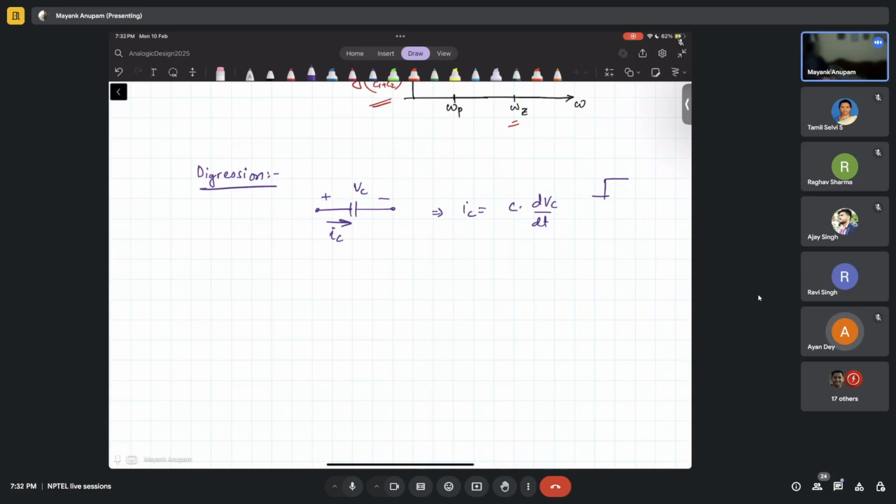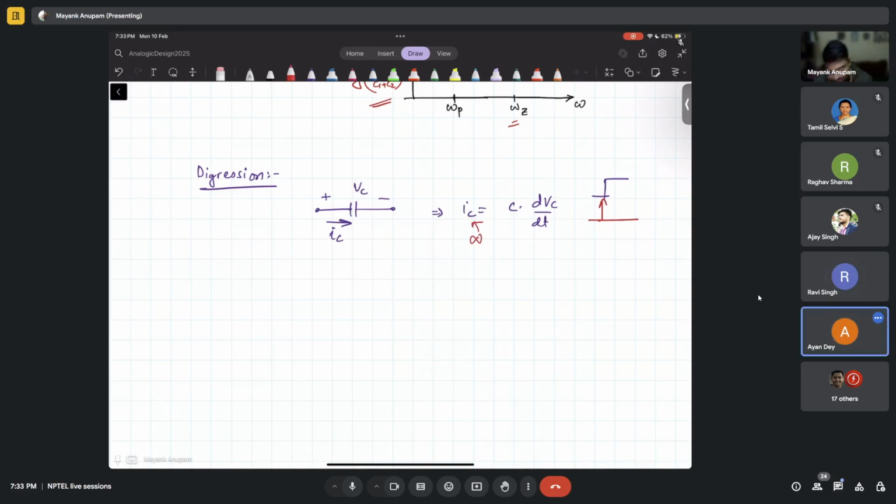If you take the derivative of a unit step, you know that the derivative of a unit step looks like an impulse, isn't it? Yes, sir. And what is the height of an impulse? It is infinite, isn't it? Correct? So if the capacitor voltage changes instantaneously, the derivative of that will become infinite, and if the derivative becomes infinite, the current will become infinite, isn't it?